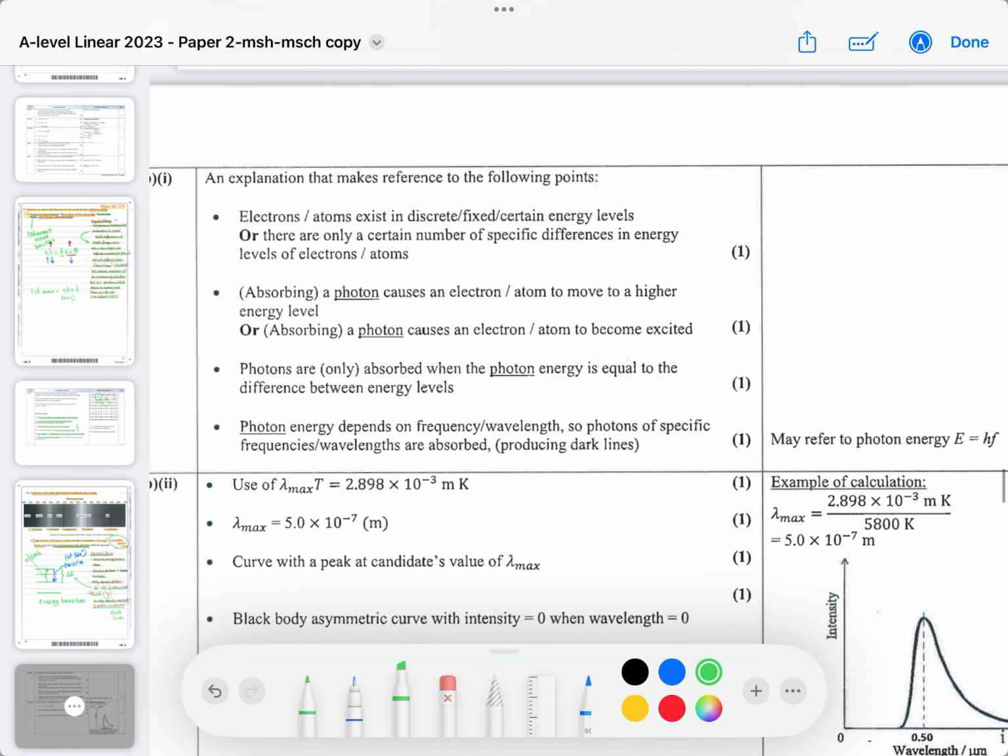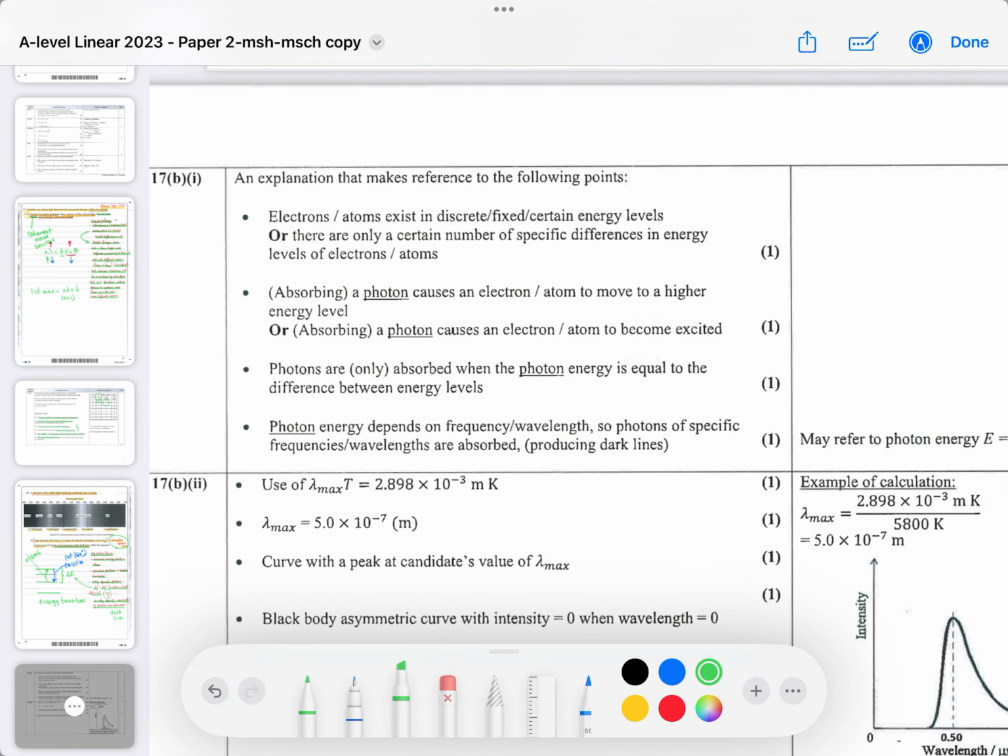Here are the 4 marks that they're looking for. Okay? Discrete energy levels. A photon causes electrons to move to a higher energy level, or the atom can become excited by absorbing, and then the photons are only absorbed when the photon energy is equal to the difference between the energy levels. Okay, so a transition occurs, and the photon energy is linked to the frequency and wavelength. Either way, they'll give you the marks.